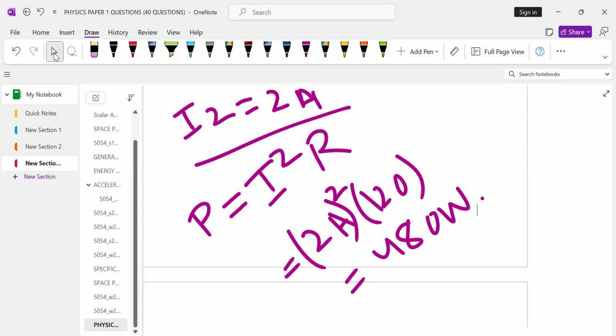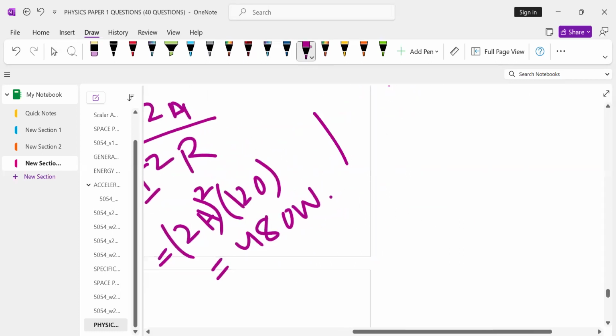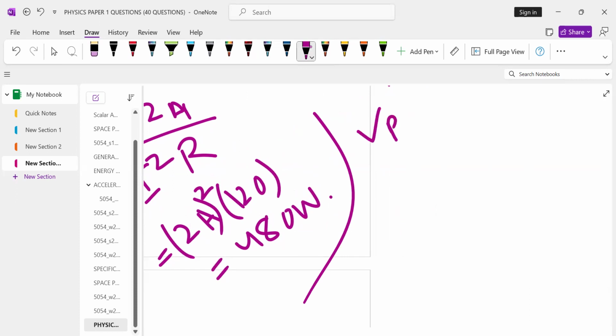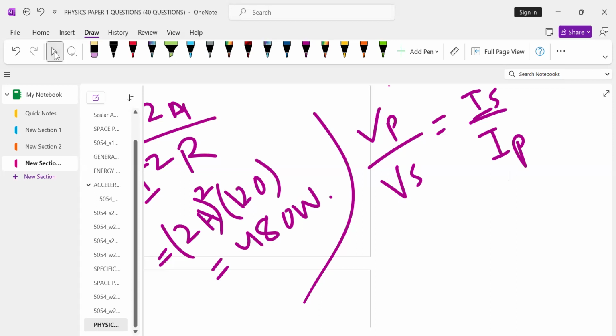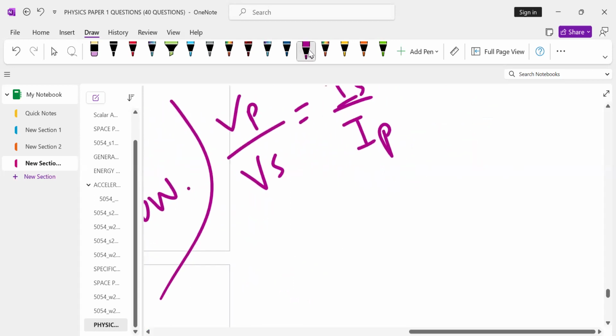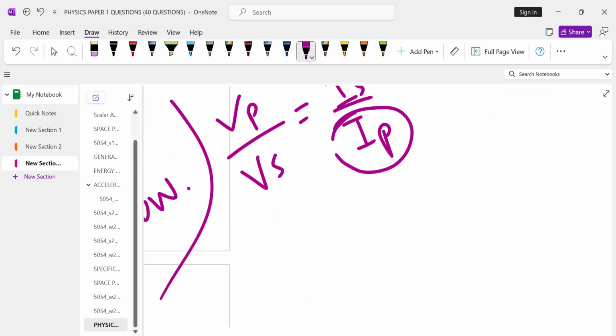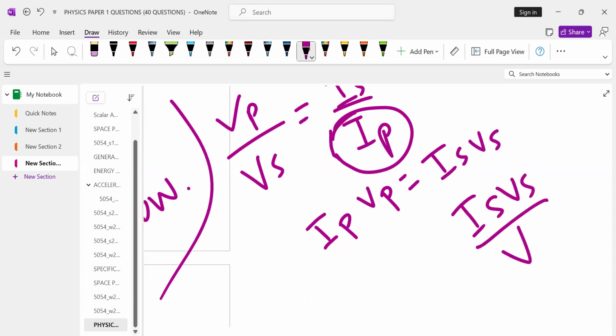Now you will use the formula that you need to remember for a transformer: primary voltage divided by secondary voltage equals secondary current divided by primary current. This is the formula for the transformer that you need to remember. So let's rearrange this formula to find the primary current. It will be IP VP equals IS VS, so IP equals IS VS divided by VP.